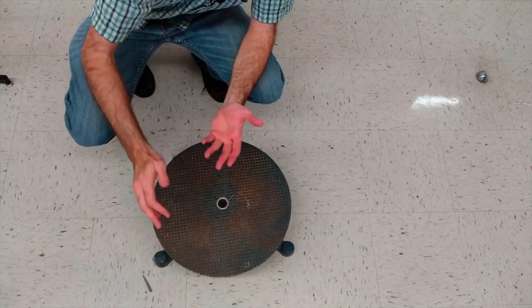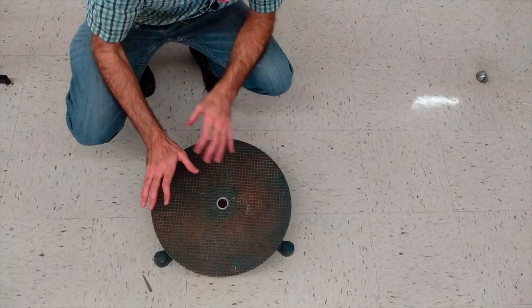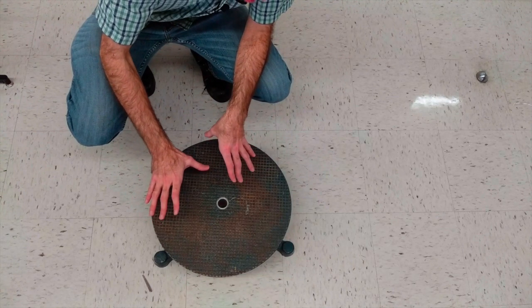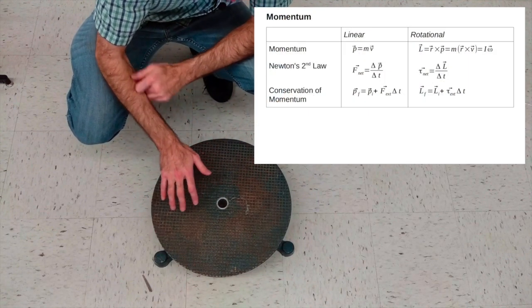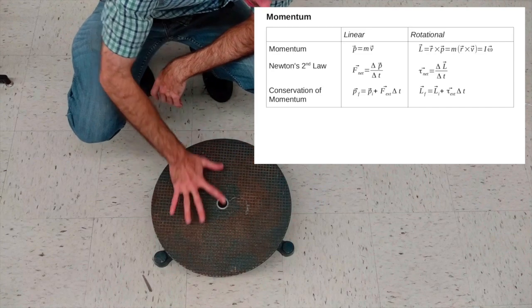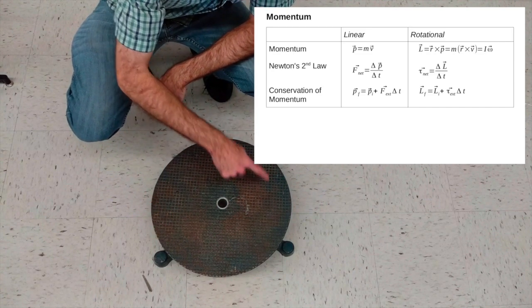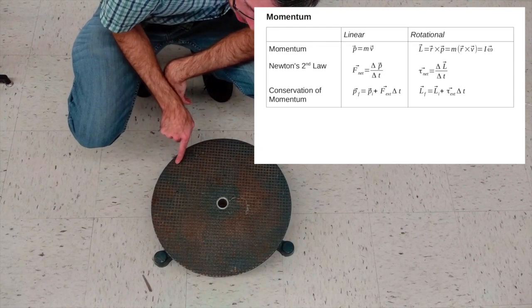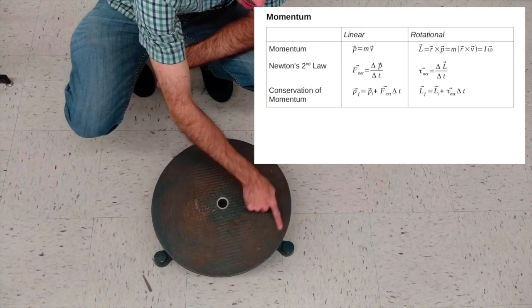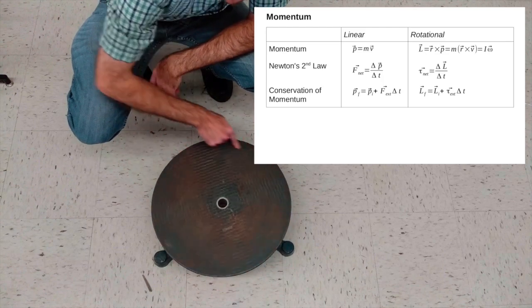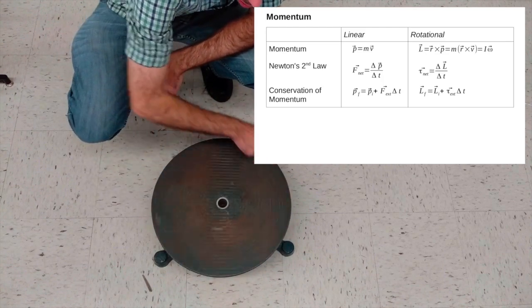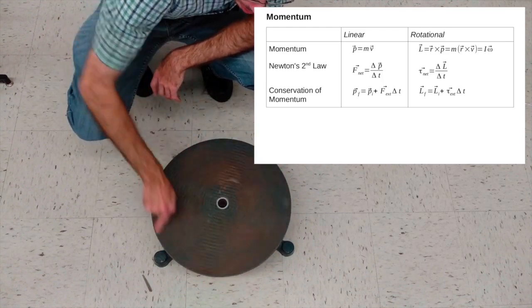Now, if you apply conservation of angular momentum to this situation, there are a few things that we can observe. First, if initially there is no angular momentum, so no rotation at all, I need to apply some torque in order to get it up to speed. The longer I apply the torque, the faster it will get. Torque times time gives me the change in angular momentum.